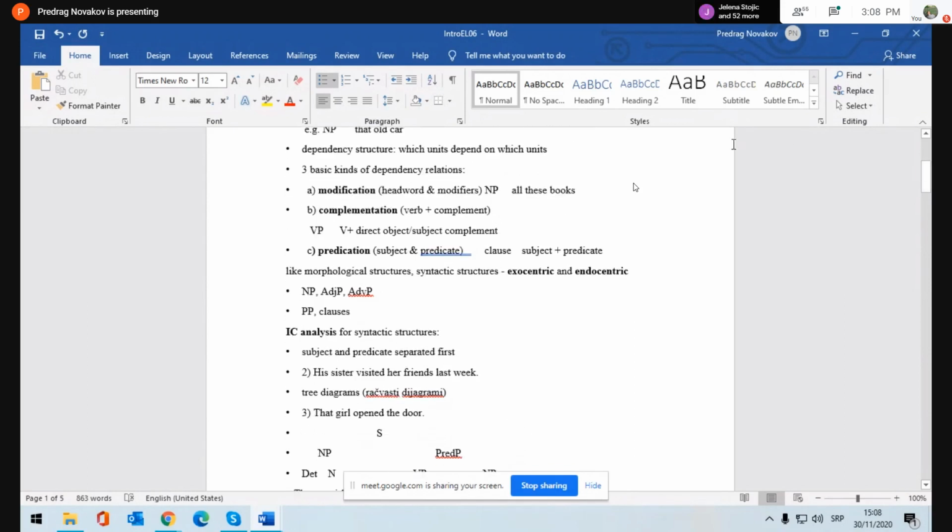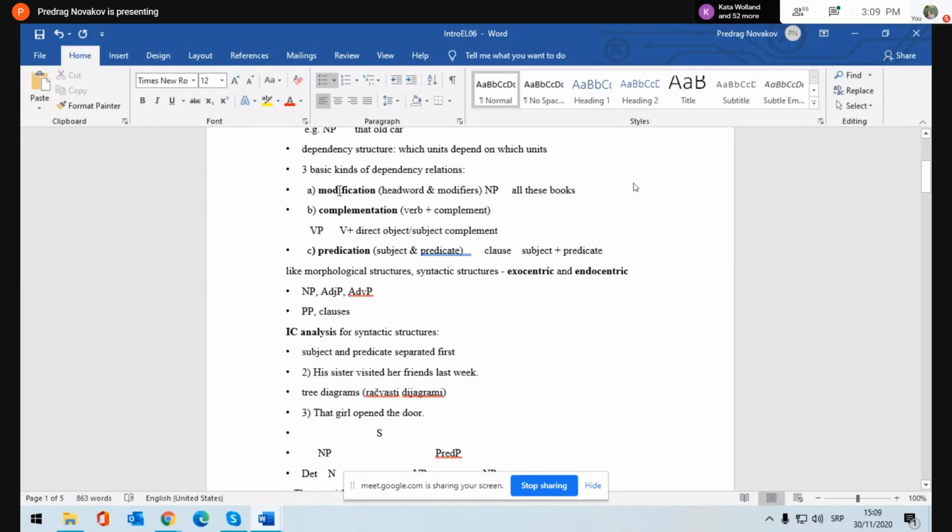In dependency structure, we have three basic kinds of dependency relations, in English and in any language. The first is modification. This is a relation between the head word and modifiers, like in noun phrases, "all these books." Books is the head word, and all these are modifiers, determiners. So this is the relation of modification. You have a head word and modifiers.